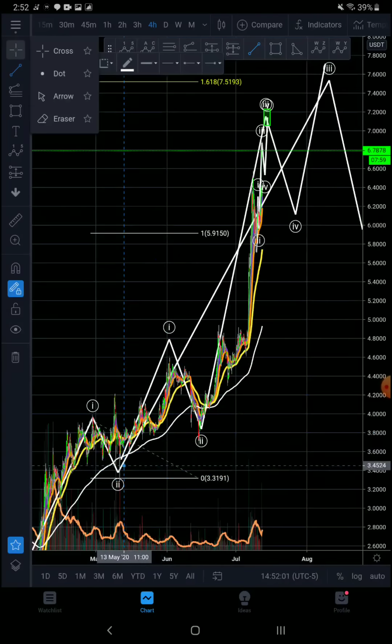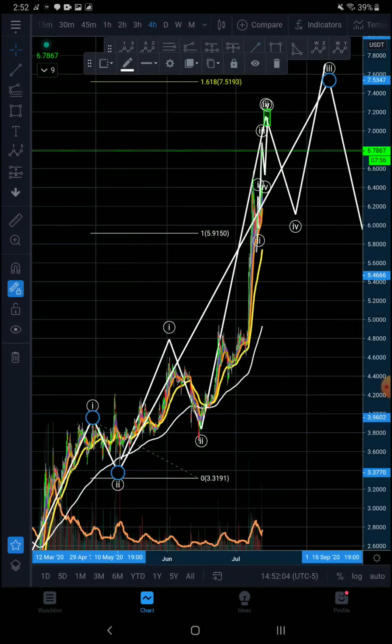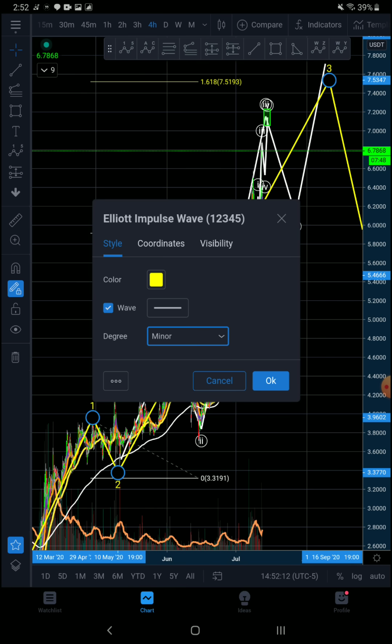You know what? Let's make it a larger degree. Let's make it yellow. Let's go yellow. Let's make it a larger degree because we are professionals.